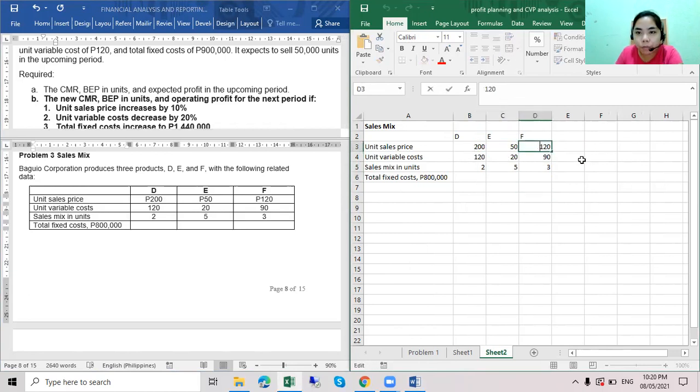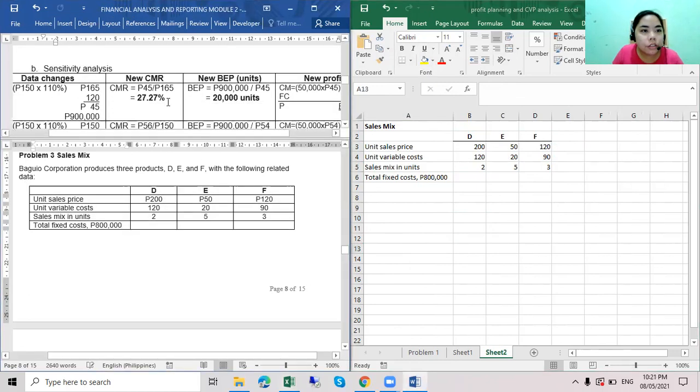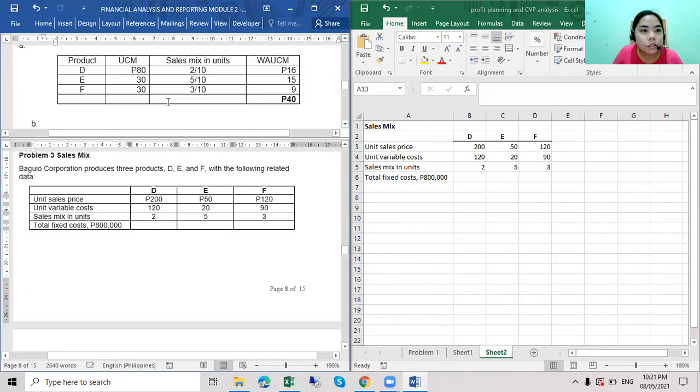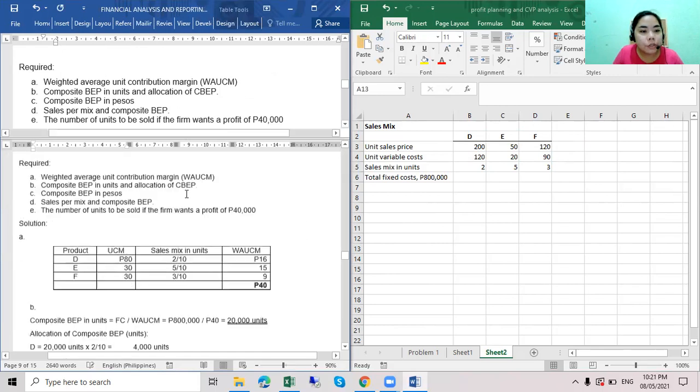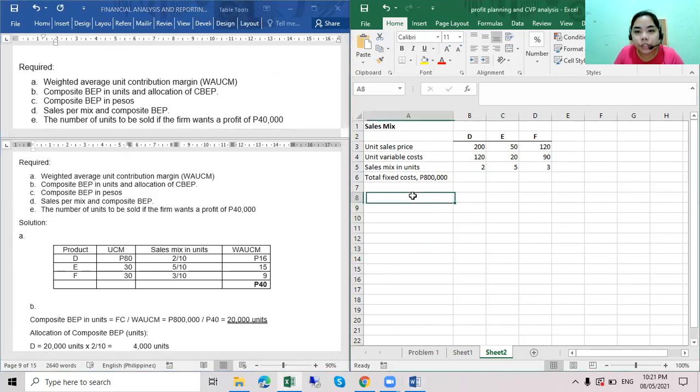Kuhaan ko P class para pwede siya ma-formula. Okay. First yung question is weighted average unit contribution margin. So our solution would be, we have here weighted average contribution margin.